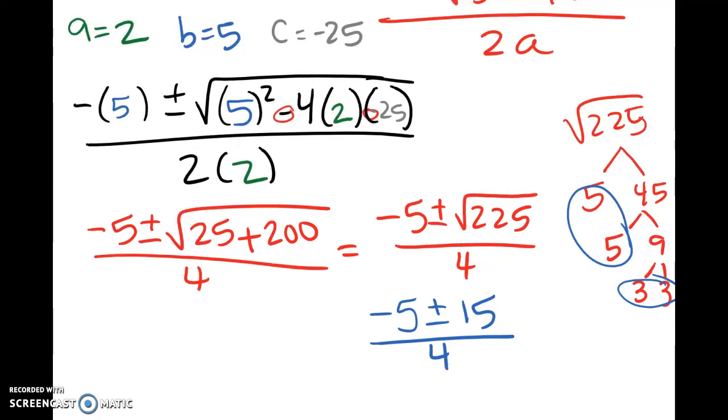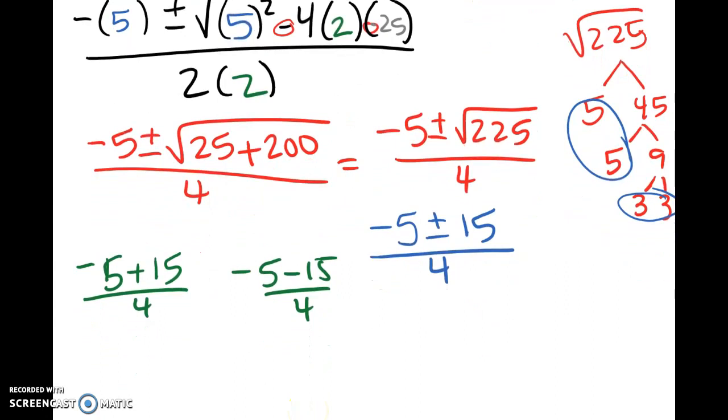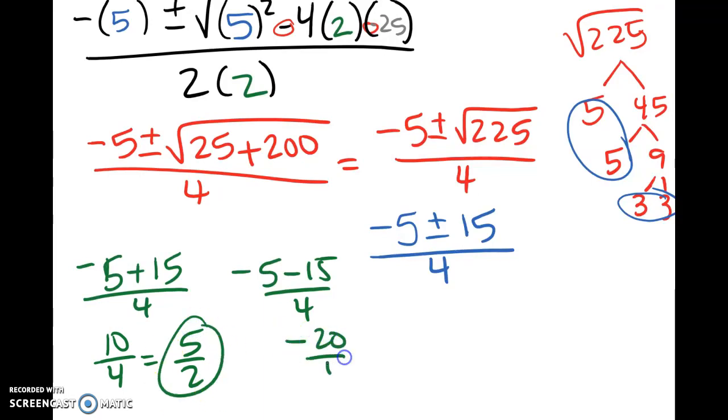So now I just need to simplify these. I've got negative 5 plus 15 over 4, and I have negative 5 minus 15 over 4. So let's see what my two answers are. 10 over 4 is 5 over 2. And negative 20 over 4 is negative 5.